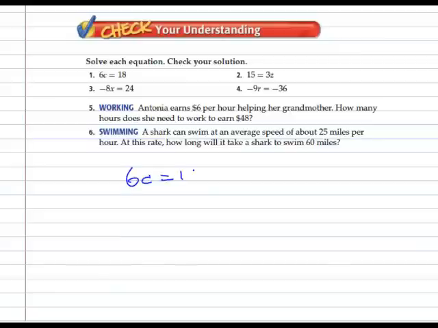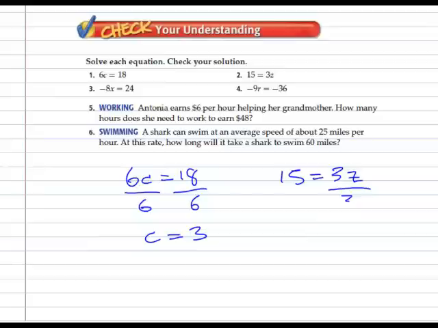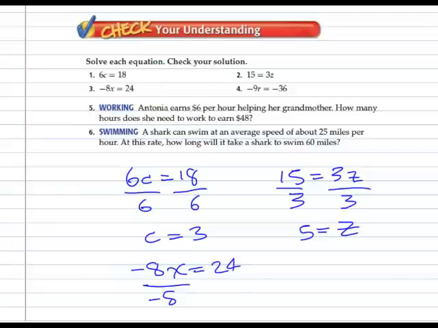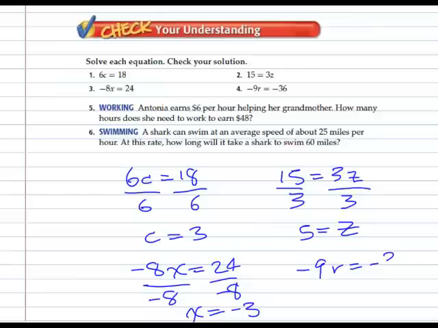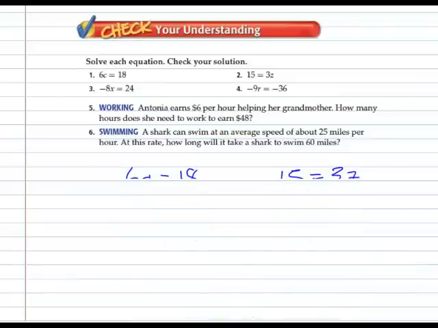Solve each equation and check your solution. Number 1, 6c equals 18. Divide both sides of my equation by 6. C equals 3. Number 2, 15 equals 3z. Divide both sides of my equation by 3. Z equals 5. Number 3, negative 8x equals 24. Divide both sides of the equation by negative 8. X equals negative 3. Number 4, negative 9r equals negative 36. Divide both sides of my equation by negative 9. R equals positive 4.